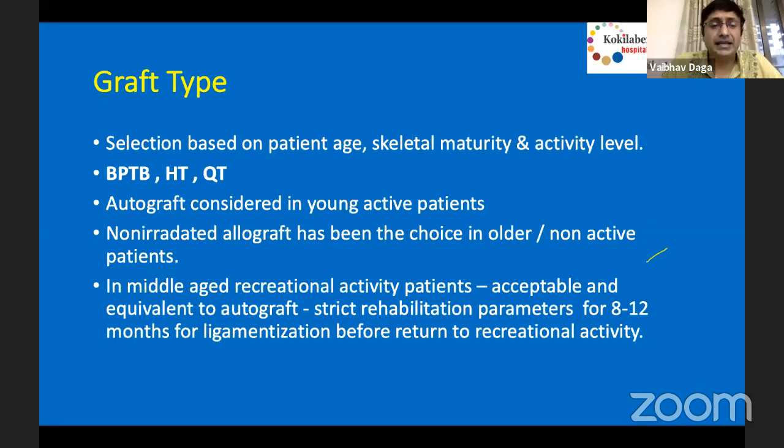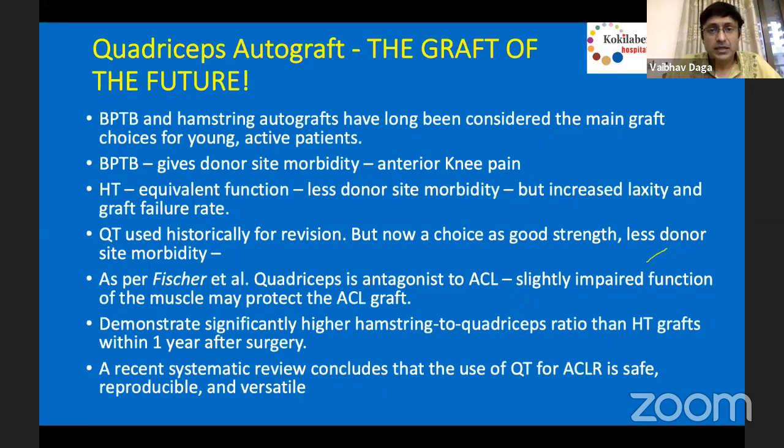Autograft is considered in young active patients. Non-irradiated allograft has been the choice in older or non-active patients. The latest studies have shown that in middle-aged recreational activity patients, it is acceptable and equivalent to autograft, with strict rehabilitation parameters for 8 to 12 months for ligamentization before return to recreational activity. So if you have the autograft in a middle-aged patient, strict rehabilitation parameters have to be followed for 8 to 12 months before they really return to their recreational or sporting activities.